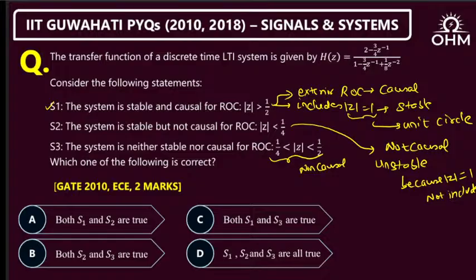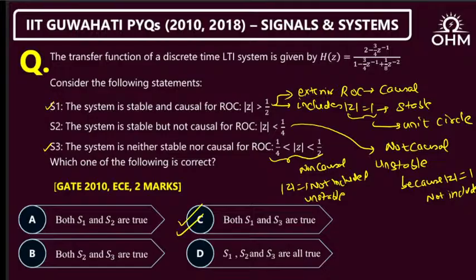This also will be non-causal. And again mod z equal to 1 not included, because mod z is between 1 by 4 to 1 by 2. Where is 1? Not possible. Not included means unstable. So third is also a correct statement, neither stable nor causal. Second is a wrong statement. So option C, both S1 and S3 are true.